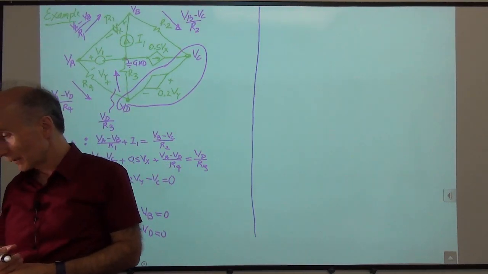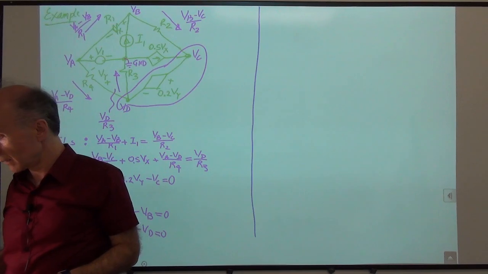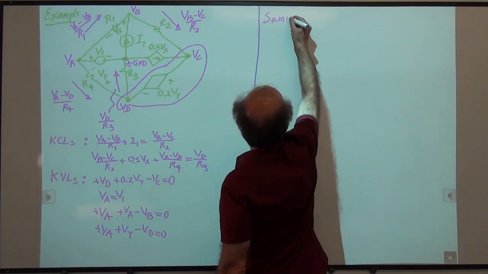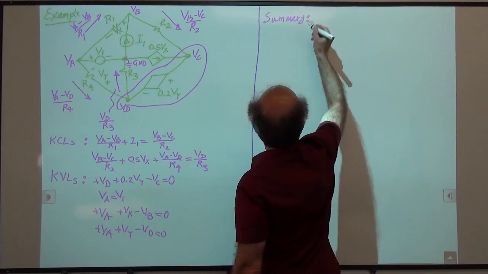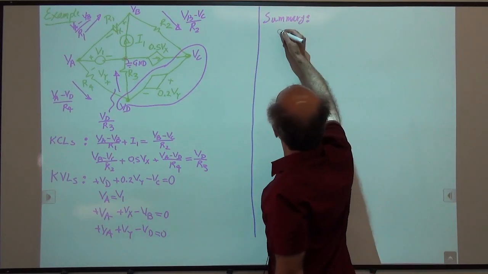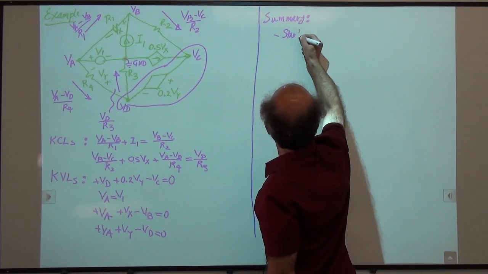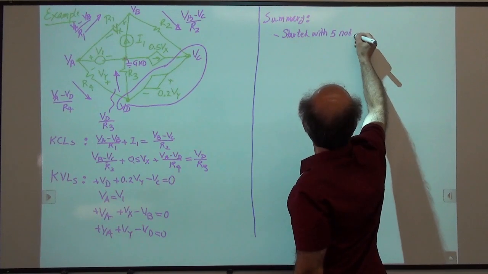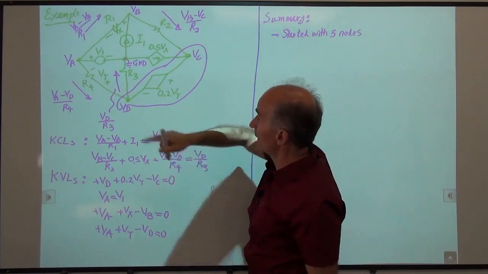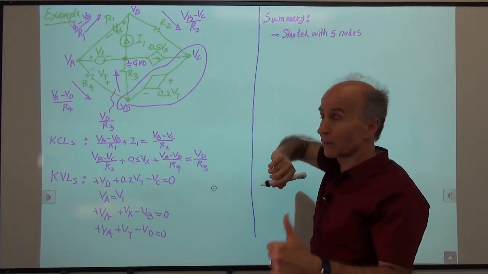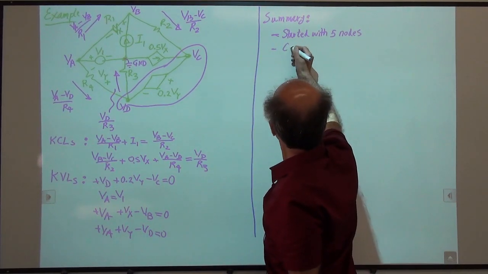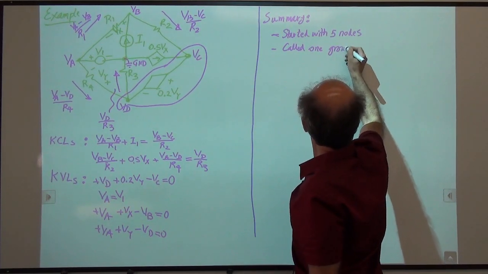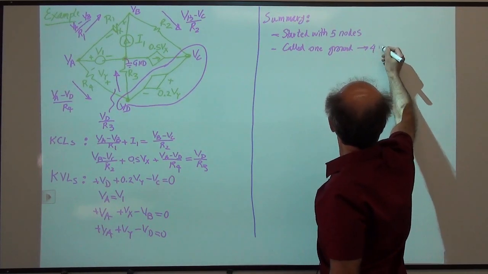All right, so let's summarize what happened in the circuit exactly, so that we see how the number of equations changes. So we started with 5 nodes. Right? We have 5 nodes, 4 plus this one. We call one of them ground, or the reference. So now we have only 4 nodes.